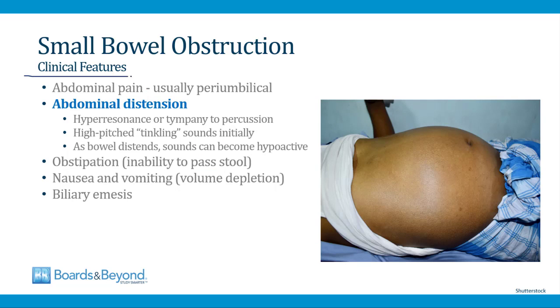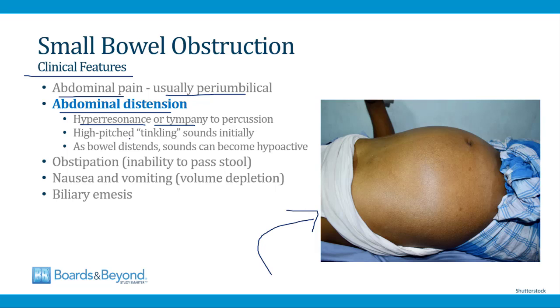The clinical features of small bowel obstruction include abdominal pain that's usually periumbilical, and then the classic feature of a bowel obstruction that makes it obvious on physical exam is distension of the abdomen. This is a picture of a distended abdomen on the screen here. This is what happens in small bowel obstruction. And because the bowel is filled with air, there will be hyperresonance or tympany to percussion. When you tap on the abdomen, it sounds like you're tapping on a hollow drum filled with air.